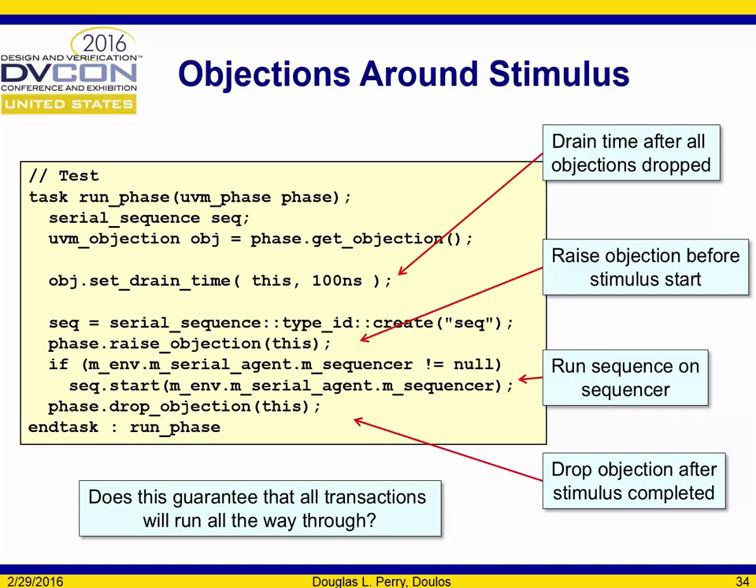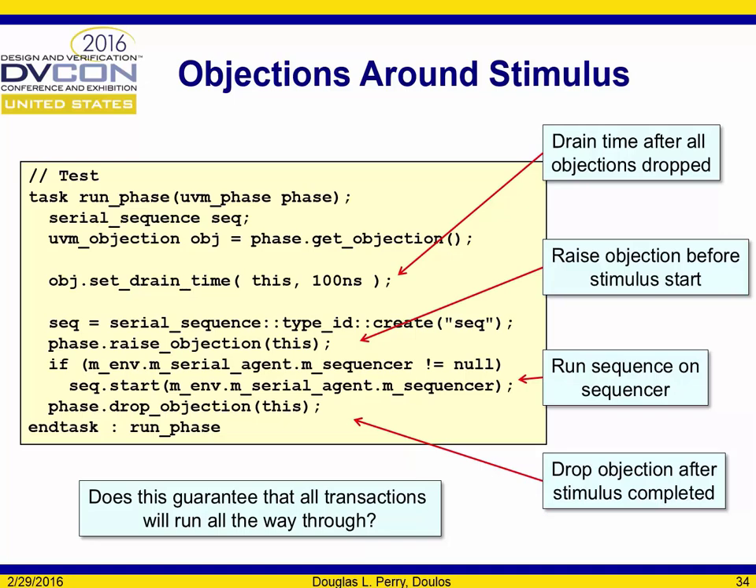So one thing you can do, which works pretty well, is set a drain time. What this is going to do is, after all of the objections have been dropped, the simulator will run 100 nanoseconds more, which may be good enough, but it's not in general reusable, right? Because you don't know how long it's going to take for the simulation to deal with that last transaction and get through the rest of the design. So that works for most cases, especially if you know the design well enough to understand how long it's going to take for transactions.